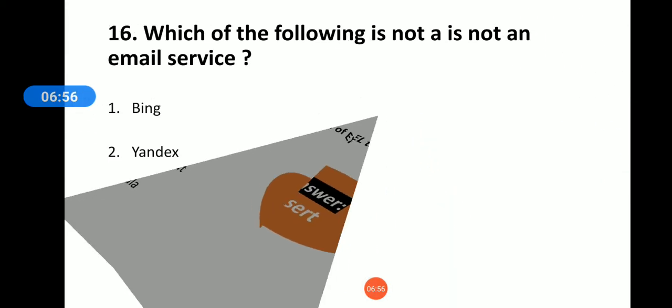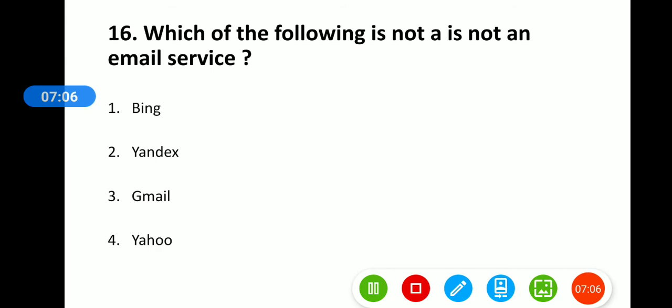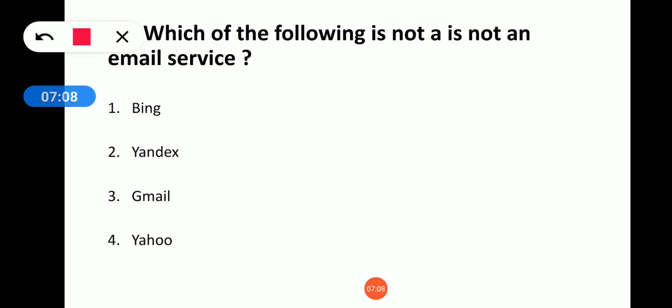Insert. Next: which of the following is not an email service? If you don't have any basic idea, you can also get this answer by the elimination method. Let's look at how. Generally we have Gmail accounts, @gmail.com, so Gmail is an email service. Yahoo Mail we also have, so it is also an email service.